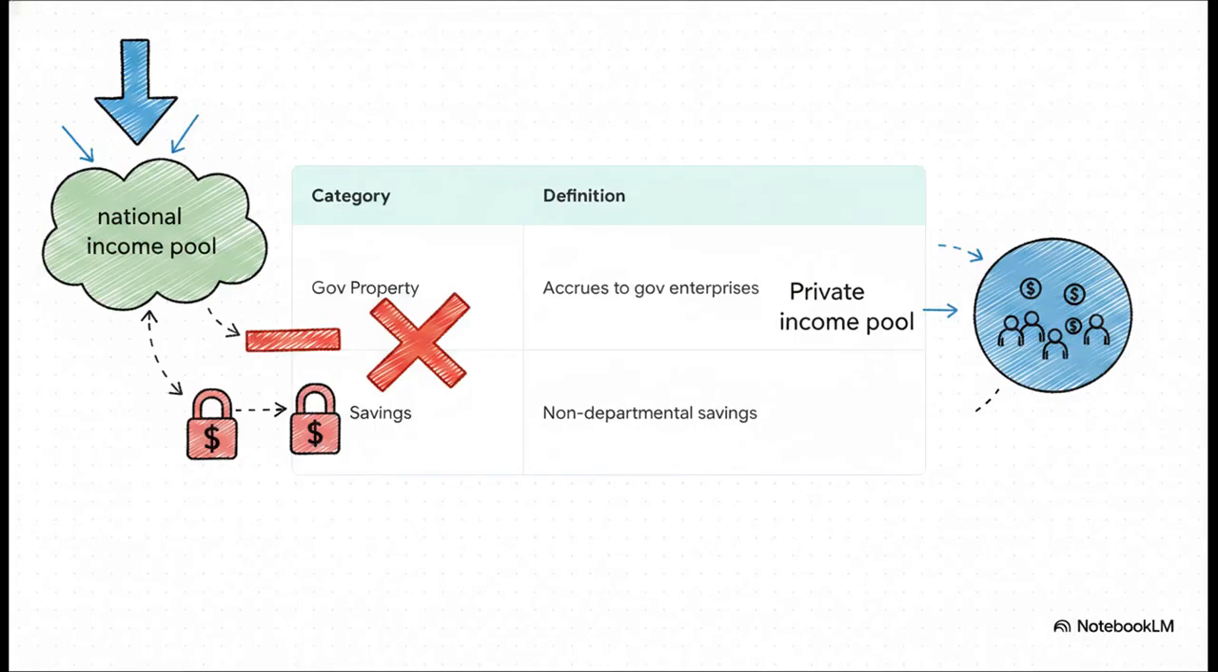Now, starting from that massive national income figure, we have to make our first mathematical deductions. We literally can't calculate private income without removing the wealth that's permanently locked within the public sector. So we subtract income from property and entrepreneurship that accrues directly to government commercial enterprises and administrative departments. We also deduct the savings retained by non-departmental government enterprises. Because this wealth is totally unavailable for private distribution, it has to be completely removed from our private sector aggregate.